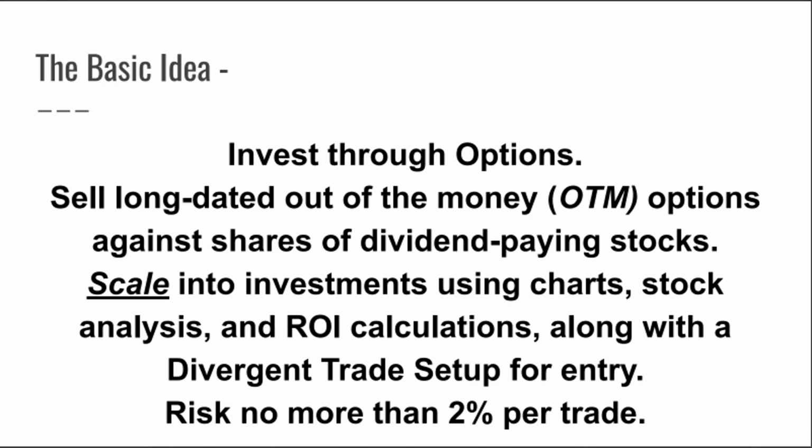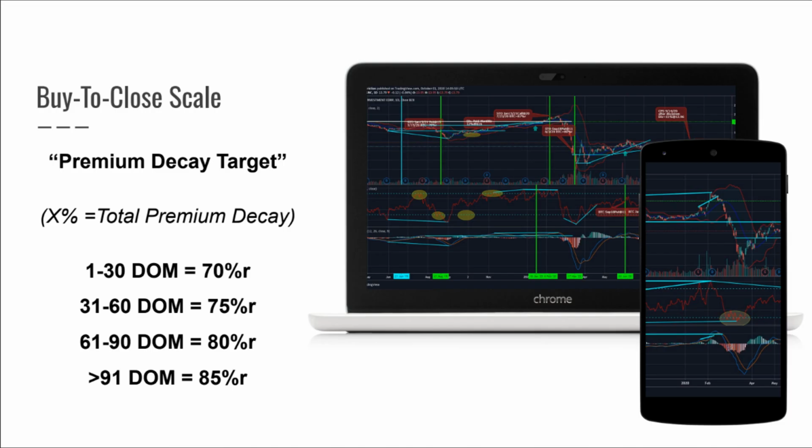Invest through options. Sell long-dated, out-of-the-money options against shares of dividend-paying stocks. Scale into your investments using charts, stock analysis, and return on investment calculations, along with a divergent trade setup for entry. Risk no more than 2% per trade. Exit trades systematically with a buy-to-close scale.